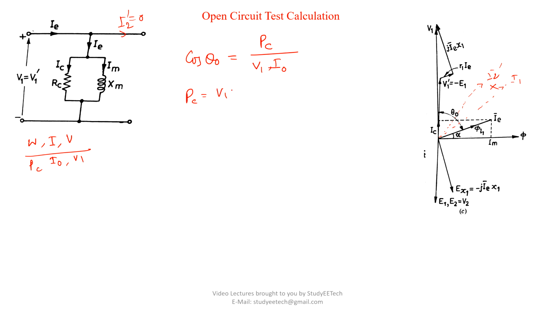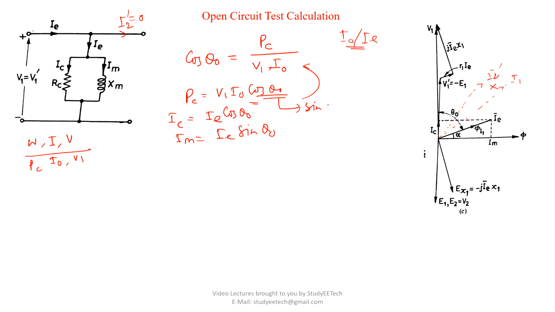So PC can be written as V1 I0 cos theta 0. So from here you can calculate cos theta 0, right? Once you have calculated this cos component, now we can say that the core loss component IC will definitely be, whatever the I0 is, IE is the same thing. Let us see, they have used IE, so IC is IE cos theta 0 and IM will be IE sin theta 0. Once you have calculated cos theta 0, from here you can calculate sin theta 0, right? So from there you can calculate IC and IM.